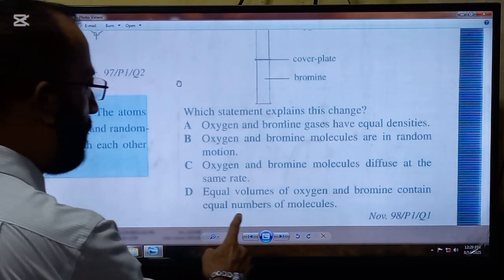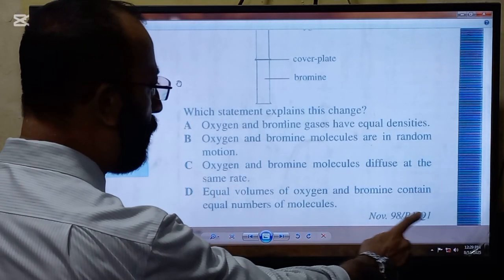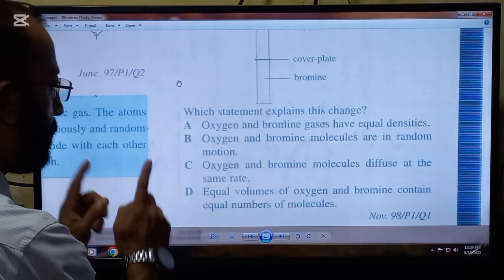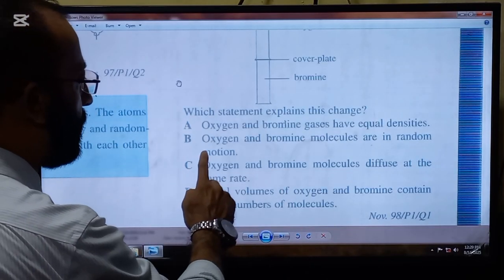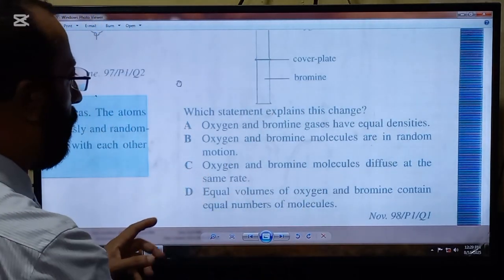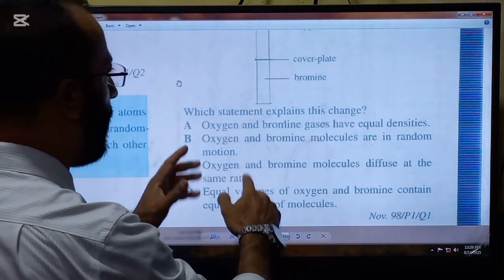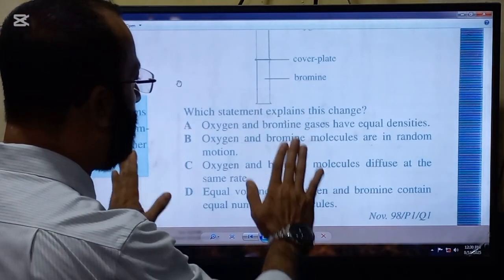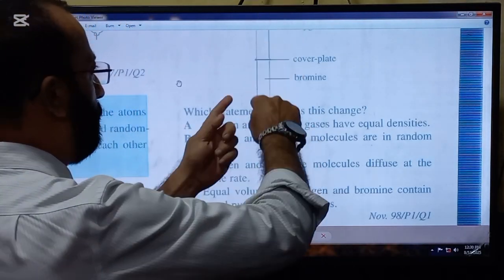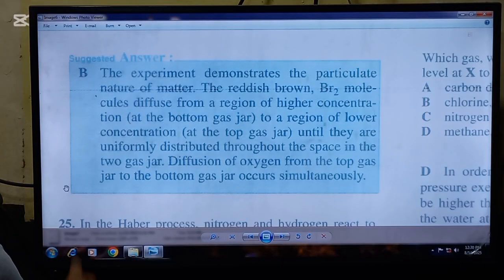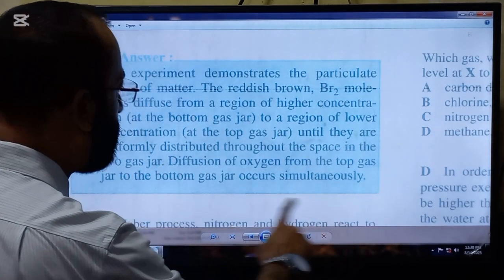And D part is, equal volumes of the oxygen and bromine contain equal number of the molecules. So the answer will be B part, because after removing the plate, the bromine and oxygen molecules are in random motion. So after some time, there will be a uniform color in the full apparatus. And here is the answer B, and explanation is here.